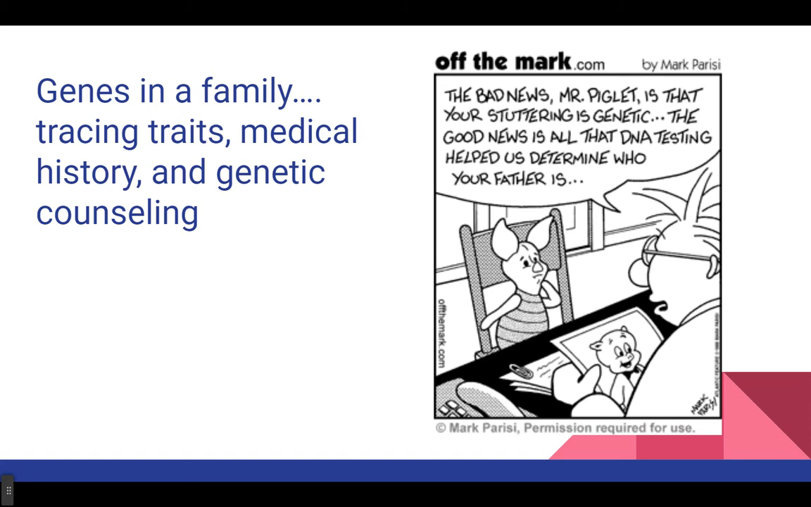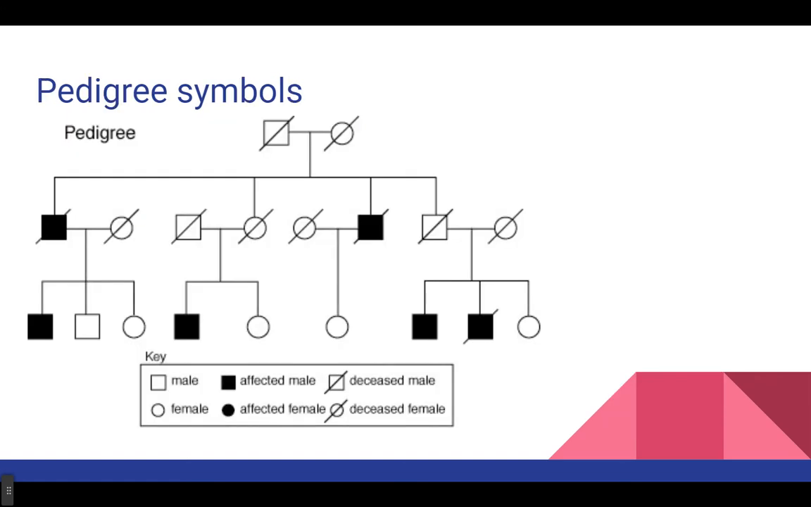But being able to look at relationships and trace genes through generations can be really important if you're trying to determine your risk of getting a genetic disease or passing a genetic disease on to your children. So that's the main use of a pedigree.